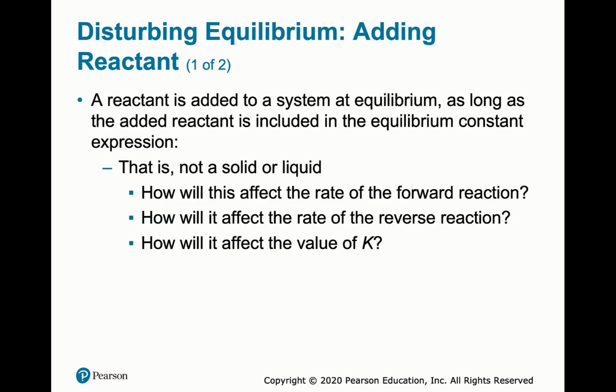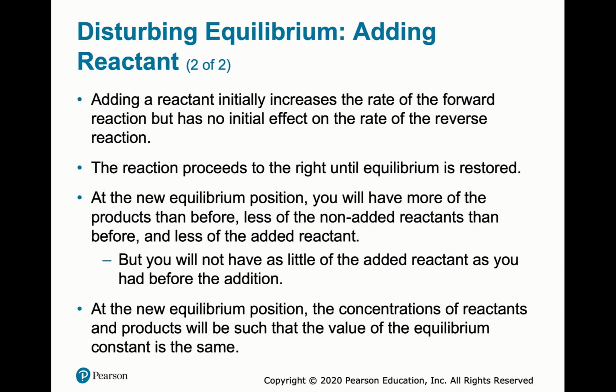So adding a reactant: if you add a reactant to the system, as long as it's included in the equilibrium constant, so if it's not a liquid or solid, because those concentrations are constant. Does this affect the forward reaction or the reverse reaction? How does it affect the value of K? It doesn't. As long as the temperature doesn't change, the equilibrium constant doesn't change. But adding a reactant to the system, you shift to the right. You shift towards products. As I mentioned here, this causes a shift to the right.